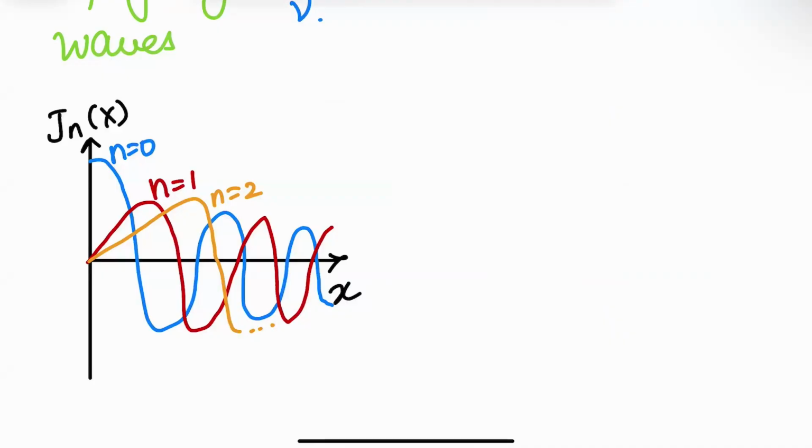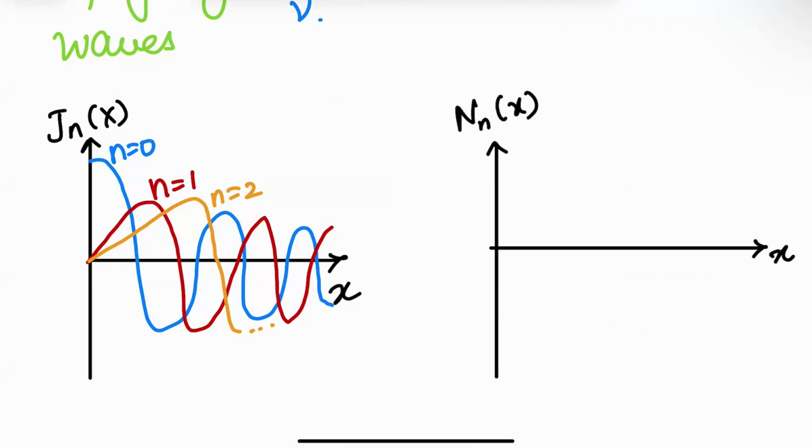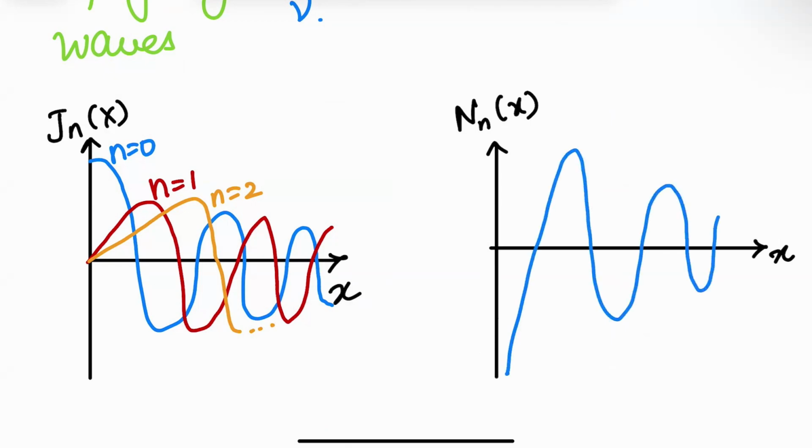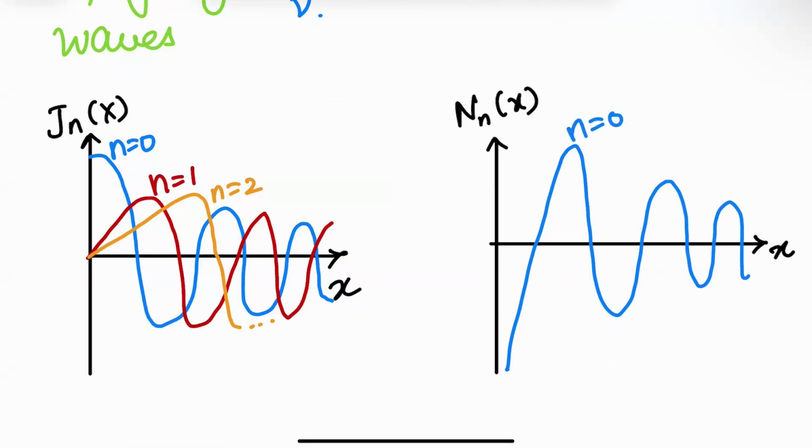Okay. So let me move this to the left a little bit. And then we can also draw the second kind, the Bessel function of the second kind. This is N_n of x. And these look something like this. So this is n equal to 0. And you have n equal to 1, and so on.